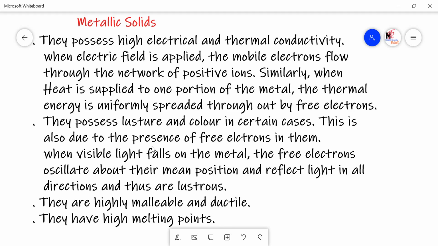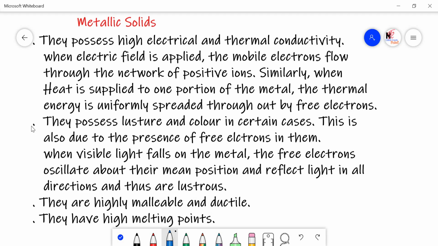This is also due to the presence of free electrons in them. So when visible light falls on the metal, the free electrons oscillate about their main position and reflect light in all directions, and thus are lustrous. They are highly malleable and ductile. They have high melting point values.